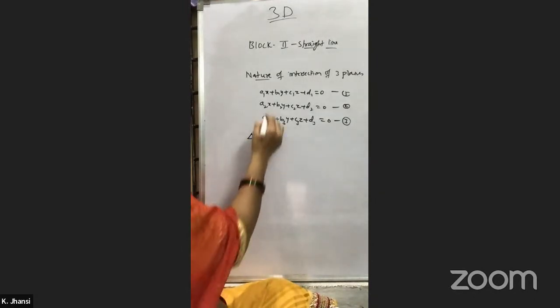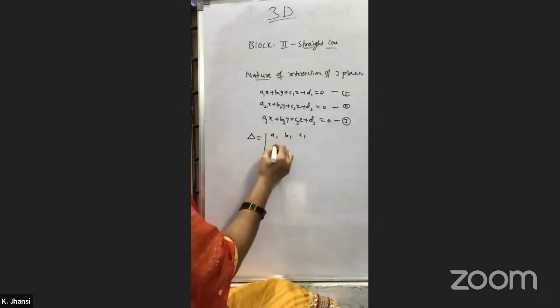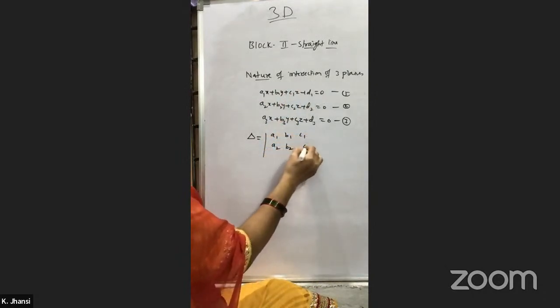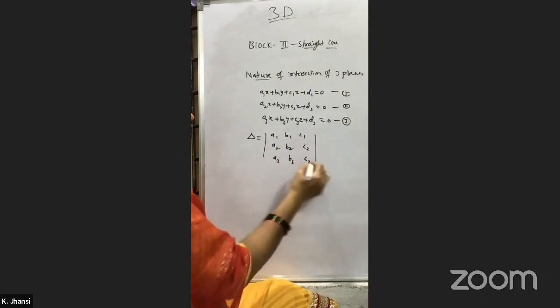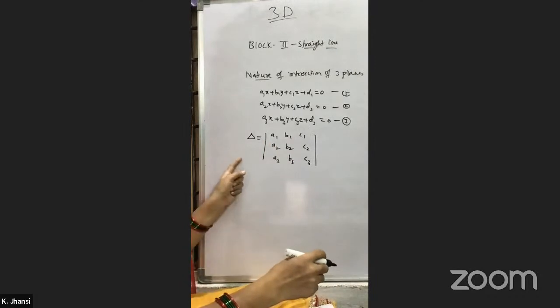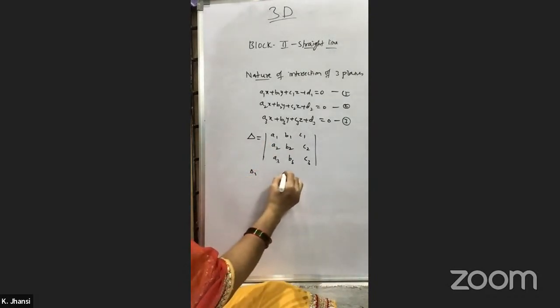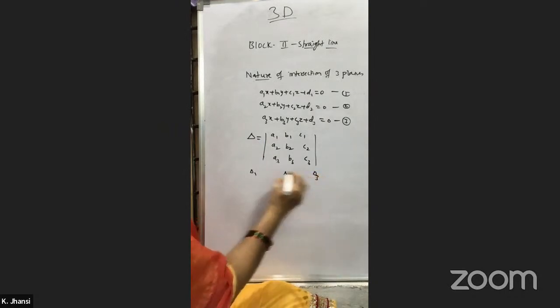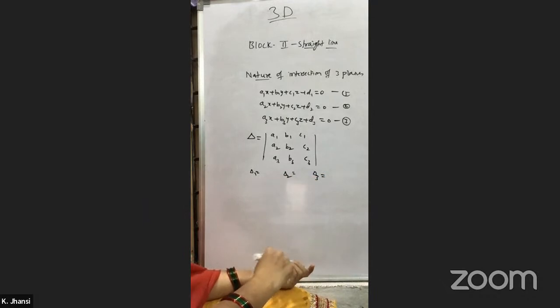So delta will be the coefficients of all the plane equations, that is A1, B1, C1, A2, B2, C2, A3, B3, C3. Okay, this is our delta. And delta 1, delta 2 are given in the textbook; you can see delta 1, delta 2, delta 3. If you have the idea from intermediate, the Cramer's method is there, no?